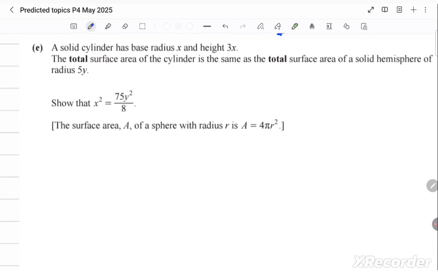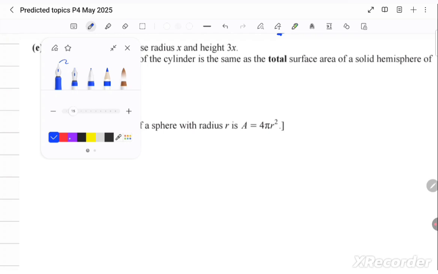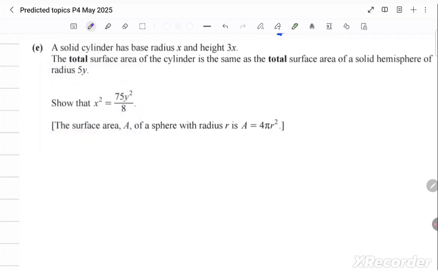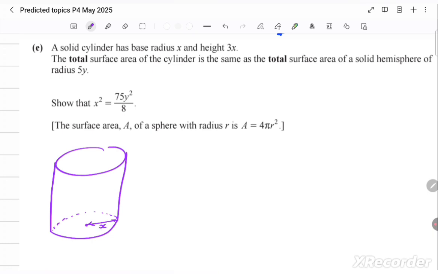Okay, let's make a graph or sketch to see how it looks. So if you have a cylinder, it stays like something like this. The base of the cylinder is x, and the height is 3x. Okay, this is the cylinder.